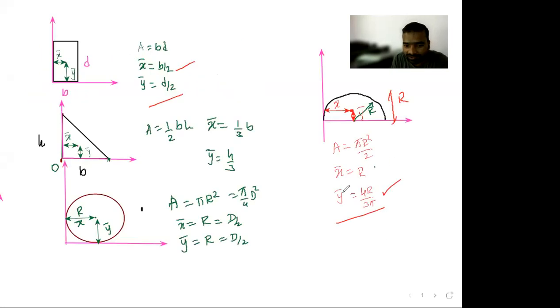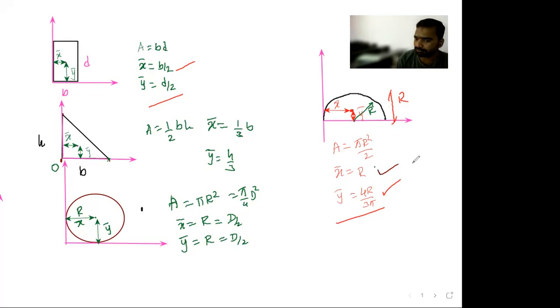Okay, इसमें क्या किया था देखो, y bar में कितना आया था, 4r upon 3 pi. Along the vertical direction r था, इसके लिए 4r upon 3 pi. Along the horizontal direction 2r था, so 2r by 2 आ गया. That is 2r upon 2, that will be r.